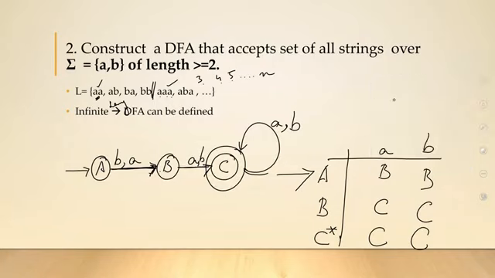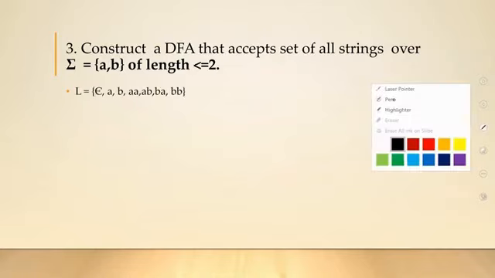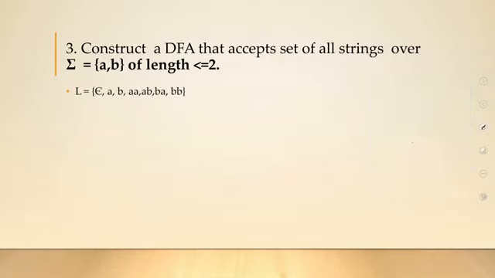We'll see a few more problems. Okay, so let's have the next one. Length less than or equal to 2. Sigma AB, length less than or equal to 2. Which means you can very well have your null string. Null string is very much possible. So your language will be null string, A, B, AA, AB, BA, and BB.